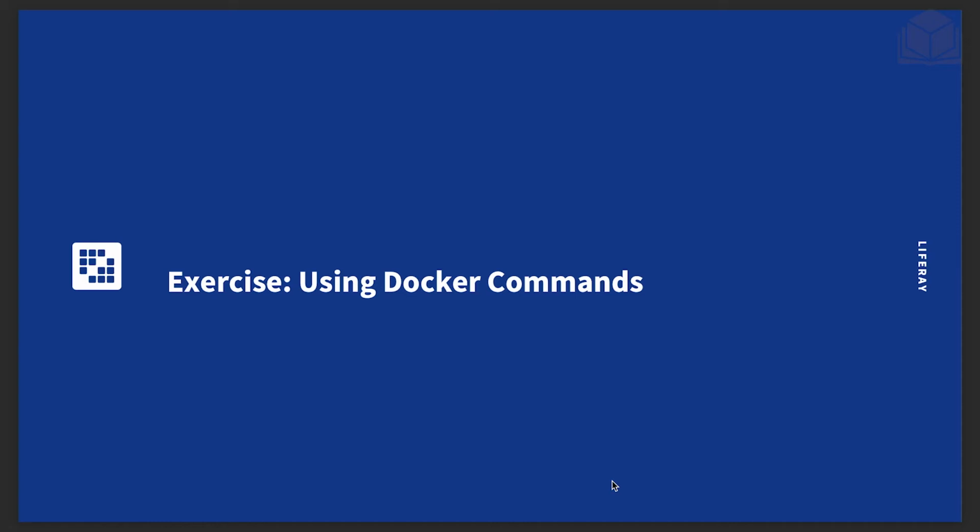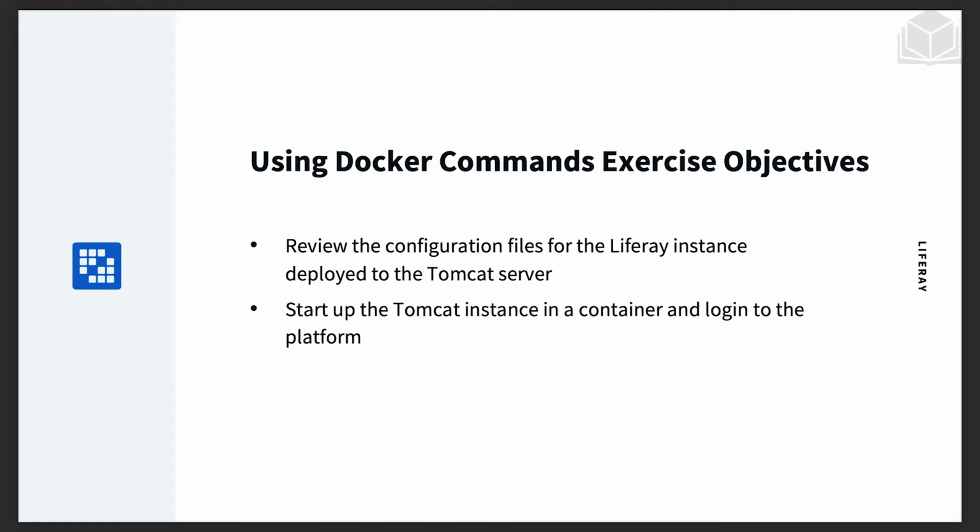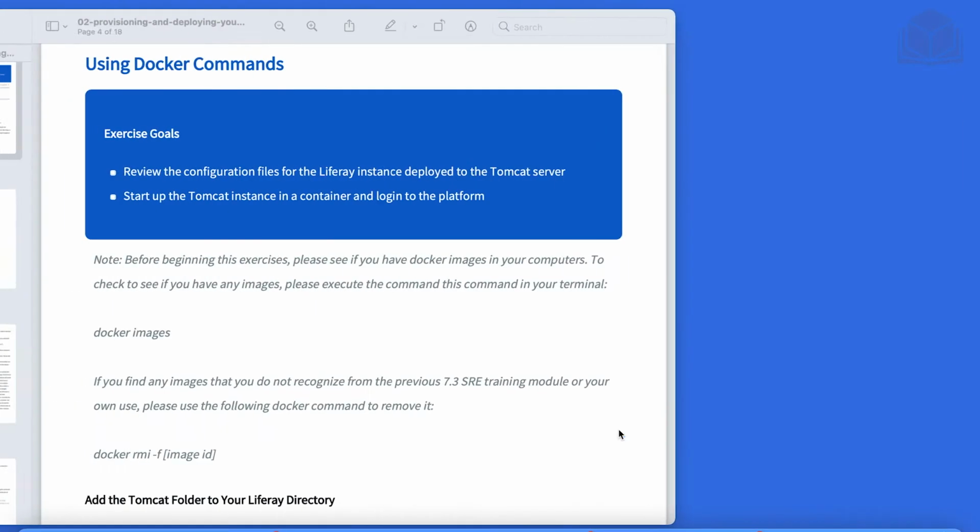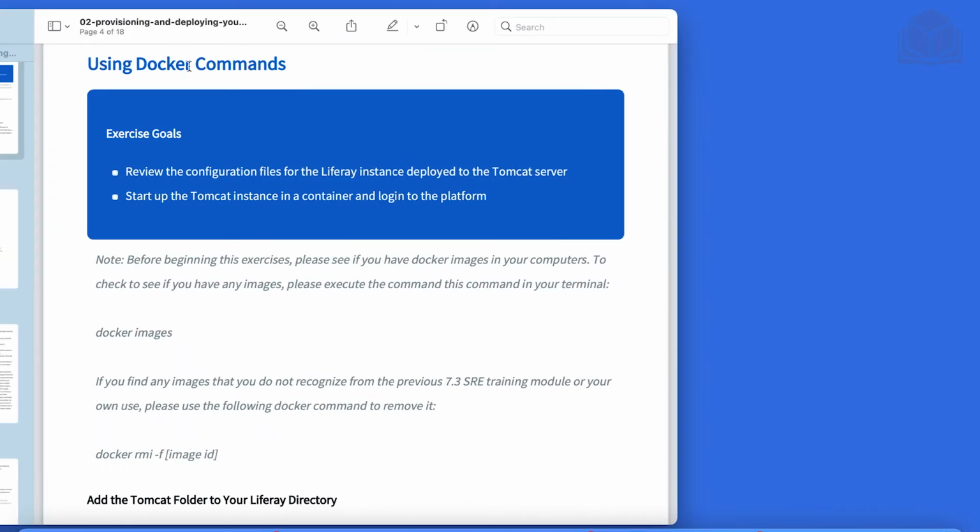In this exercise, we are going to use some Docker commands. Review the configuration files for the Liferay instance deployed to the Tomcat server. And after that, we're going to start up the Tomcat instance in a container and log into the platform. All the details are available in this file. You can download the file directly from our platform.